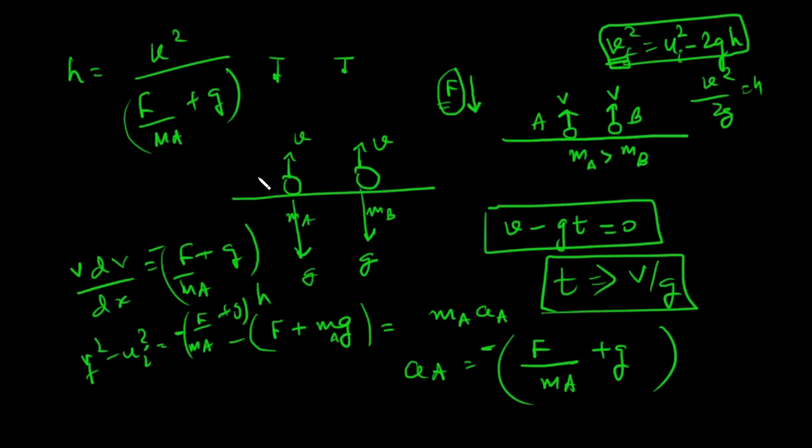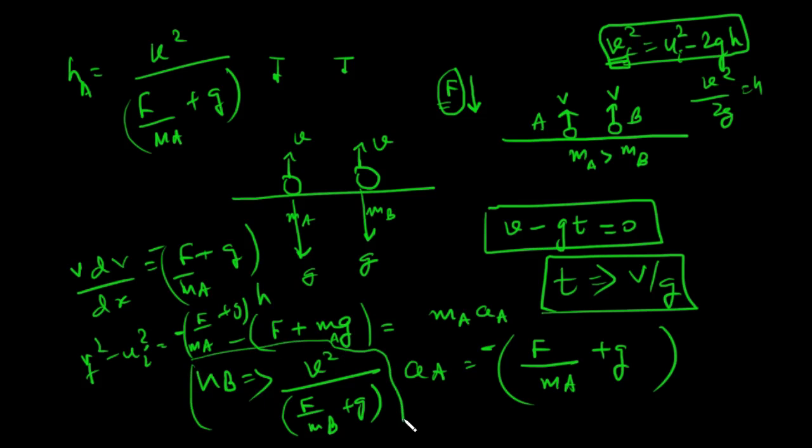So this we have, and this is the height reached by A. In the similar case, height reached by B would have been V square by F by mb plus G. This would have been the height reached by B. So you can compare the two. You can easily compare the two and arrive at a height.